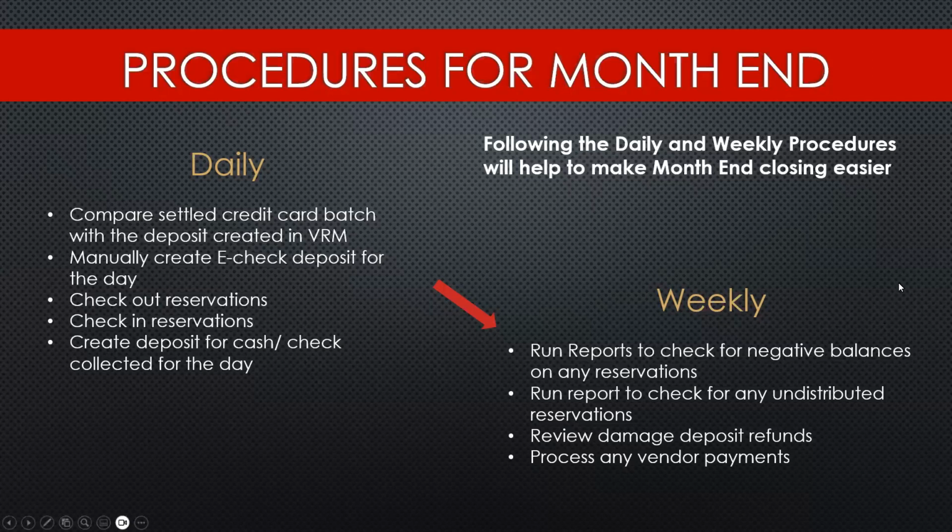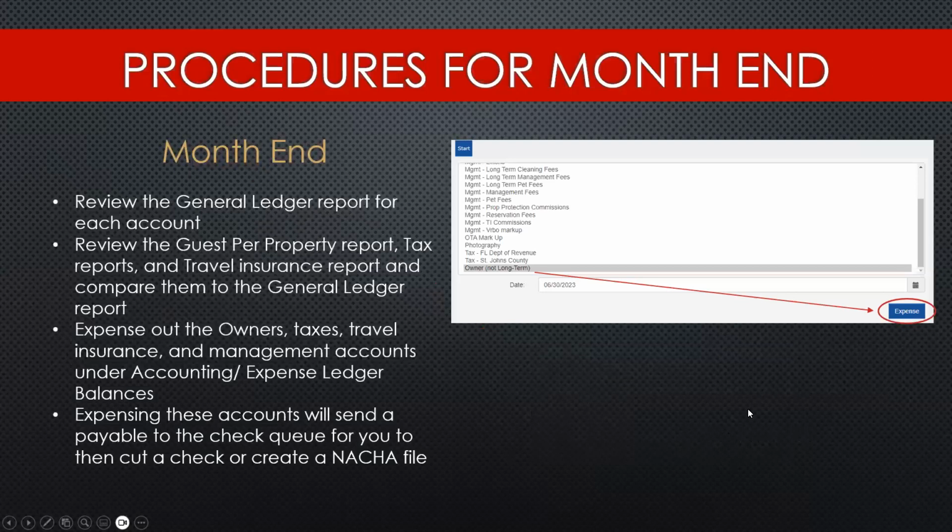Excellent. Now, if you do all of those things, then it'll make the month-end procedures that we have in place run a lot smoother. Those procedures have a review part that you would do. So you would review our general ledger report, comparing it to the guest per property report. You're checking to make sure that all of your reservations are on your general ledger, which means they're going to show on your owner's statement.